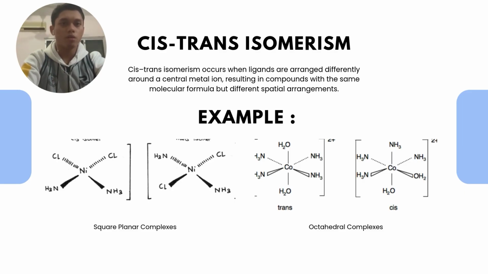In square planar complexes, such as those with coordination number 4, cis-trans isomerism arises when two identical ligands are positioned either adjacent to each other, which is cis, or opposite to each other, which is trans. Similarly, in octahedral complexes, which have 6 ligands around the metal center, cis-trans isomerism occurs when two identical ligands are either next to each other or directly opposite across the metal ion. Even though the chemical composition remains the same, the difference in geometry can significantly affect properties such as reactivity, polarity, and biological activity.